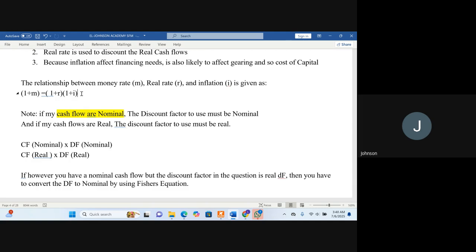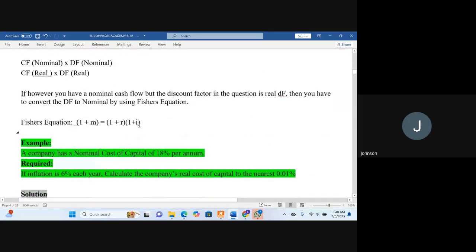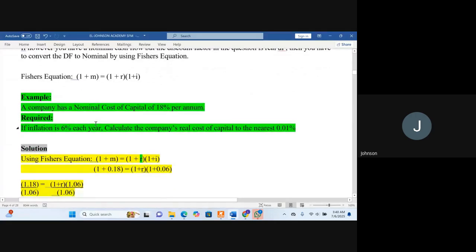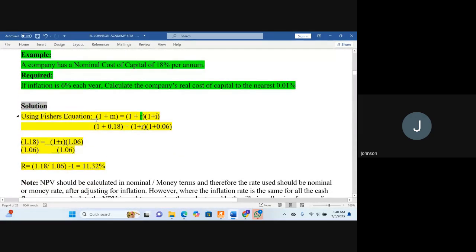So let's move on. Let's be fast now. So now they say note, if the cash flows are nominal, you should use a nominal cost of capital. And if the cash flows are real, use a cost of capital that is also real. Okay. So let's now look at an example. I think this is where we stopped yesterday.